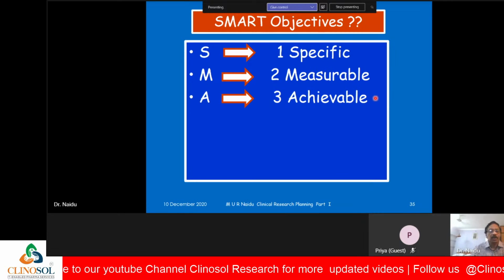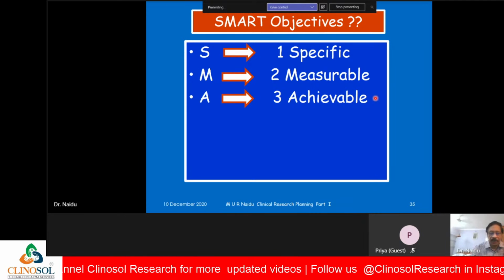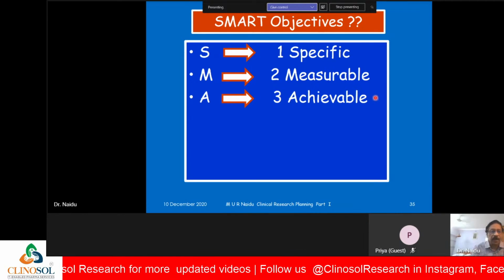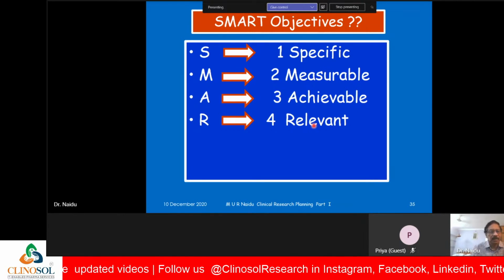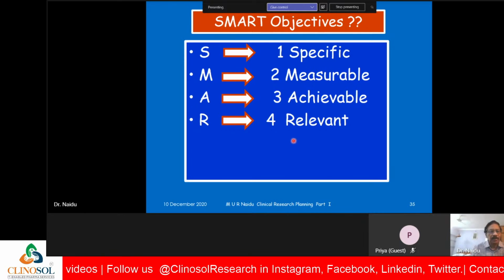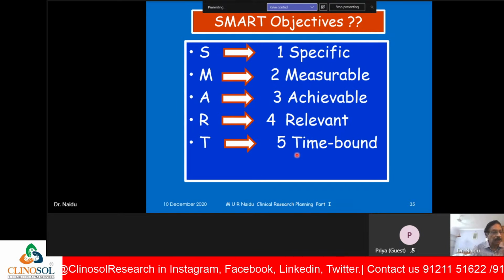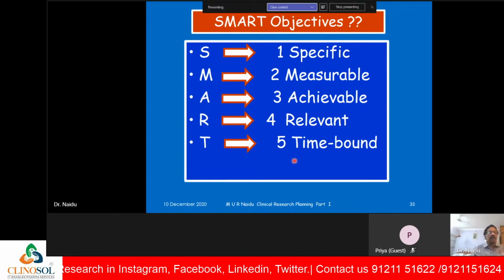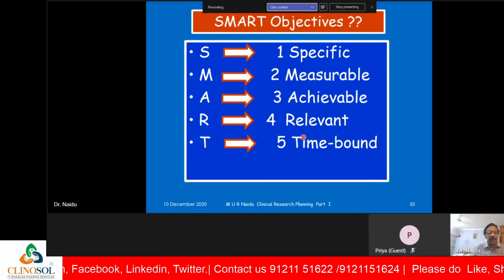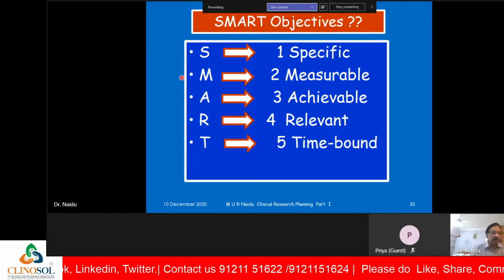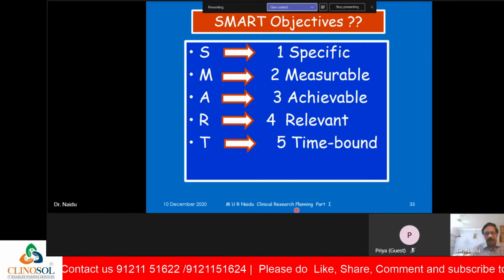Achievable. Don't do anything which you cannot achieve. Better not to do that which you cannot achieve in a particular duration or for a particular problem. It should be relevant. So many things are there which are very important. And last is that you should be time bound. Whenever you are planning clinical research, prepare that you will do the study for 6 months, 1 year or 2 years depending on the type. So always remember SMART and work smartly for clinical research planning.